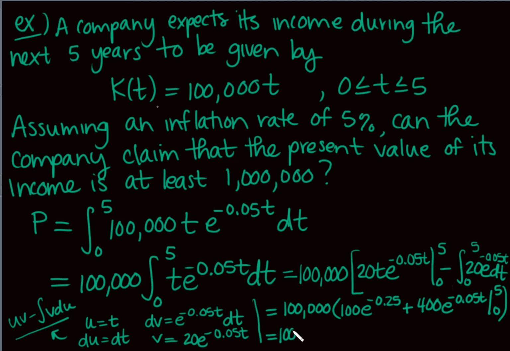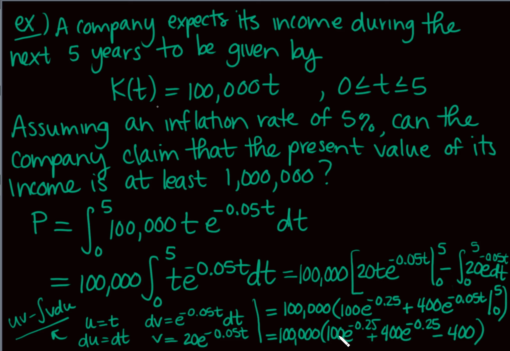So I get 100,000. I'm going to do that at the very end. 100 e to the negative 0.25. If I plug in the 5, I get plus 400 e to the negative 0.25, right? And then you must plug in the 0. Don't forget to plug in the 0, because e to the 0 is not 0. e to the 0 is 1. Now up here, when I plugged in the 0, it went away because I had that t there.